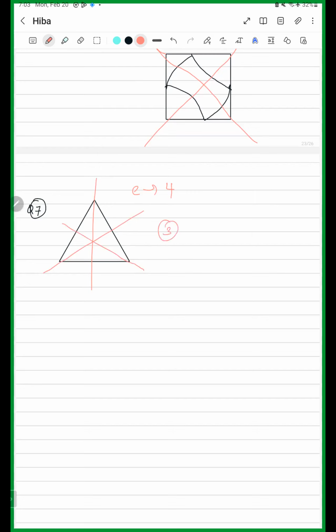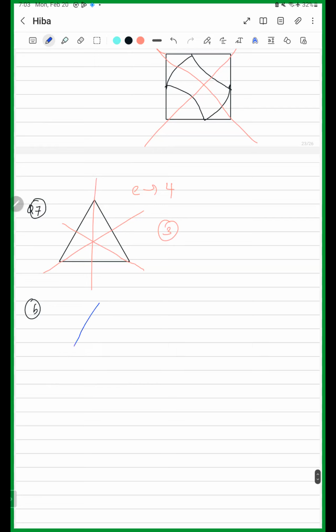Question number 7, part B. An isosceles triangle. Yes, isosceles triangle. That's one. Yeah, Hiba.